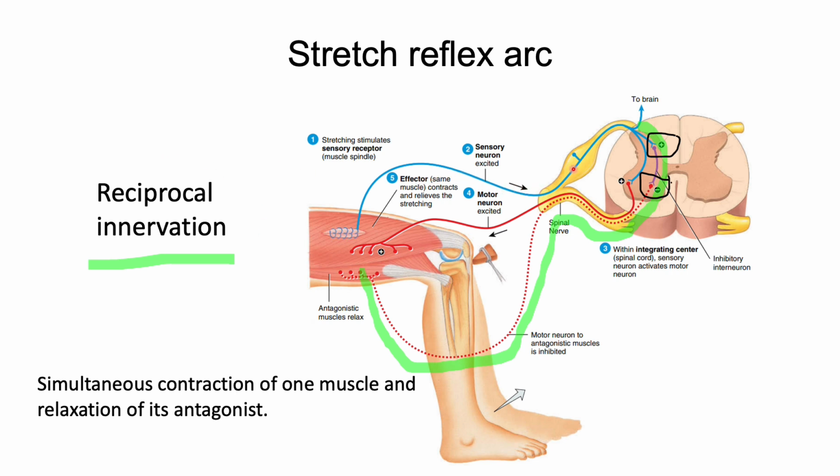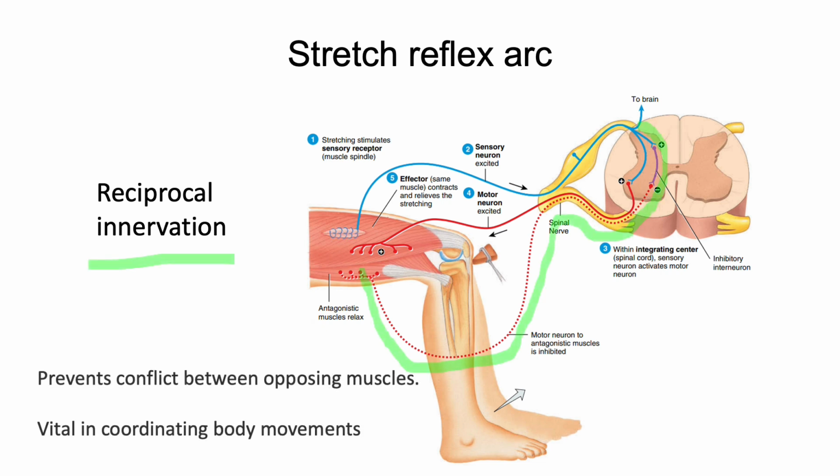So these sensory signals that came to the spinal cord, these nerves will branch, and this branch will interact with an inhibitory interneuron that will supply the motor neuron supplying the antagonistic muscle. So in this case, contraction of this muscle will cause relaxation in the antagonistic muscle. This reciprocal innervation is very important to prevent conflict between these opposing or antagonistic muscles and to coordinate body movements.